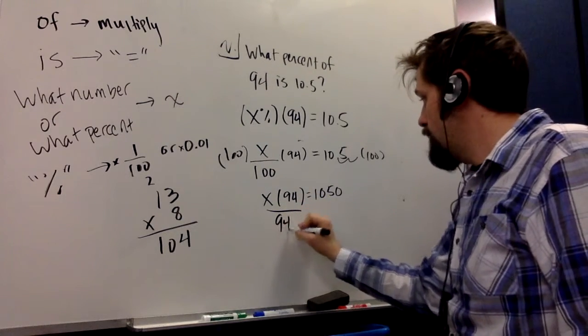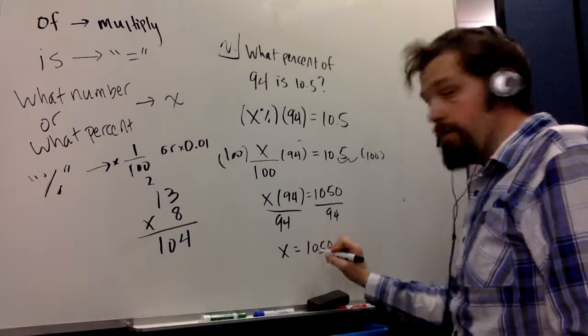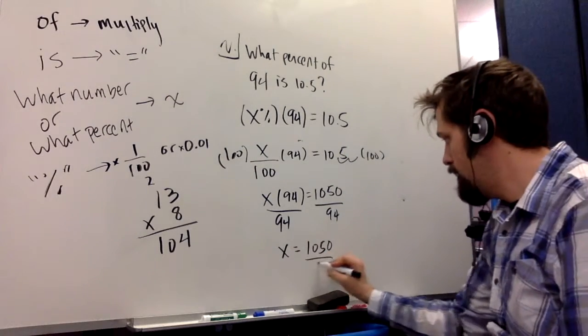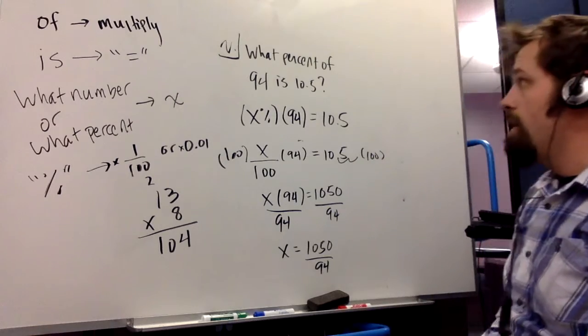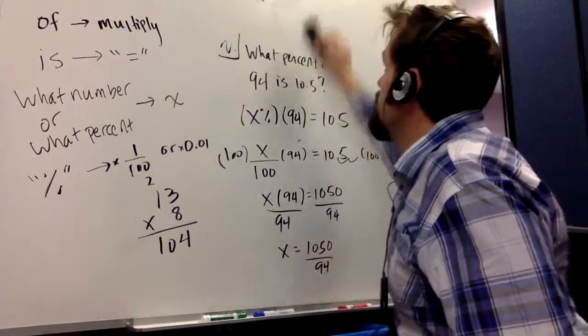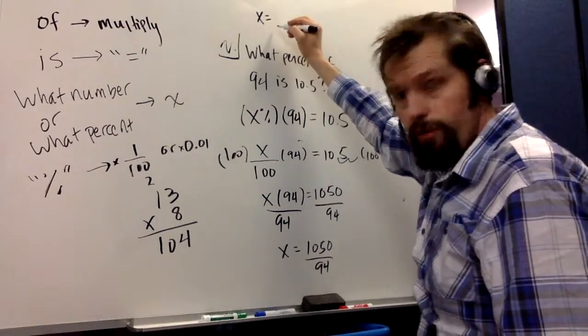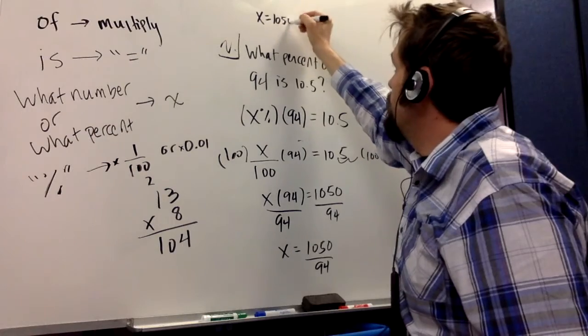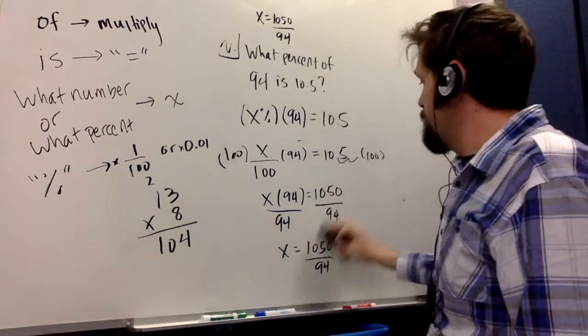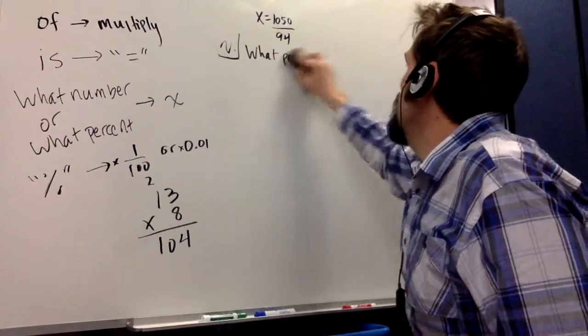Now we divide by 94, and x is 1050, all divided by 94. So I'm going to write this up here. X equals, well, you can't see it, so I probably won't write it there. X equals, that's better, 1050 over 94. But now let's talk about how to simplify this without a calculator.